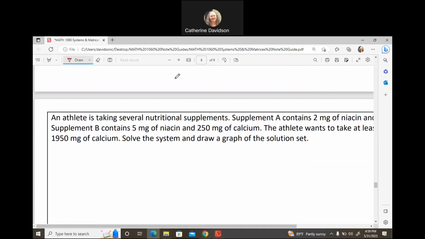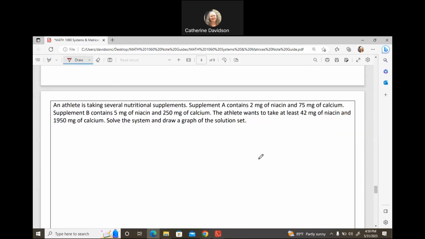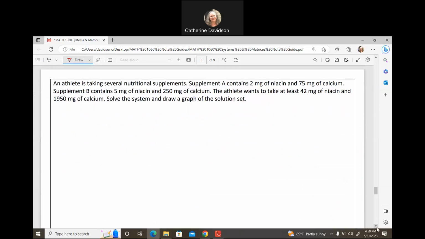Now we're going to look at a couple of word problems. An athlete is taking several supplements. Supplement A contains 2 milligrams of niacin and 75 milligrams of calcium. B contains 5 milligrams of niacin and 250 milligrams of calcium. The athlete wants to take at least 42 milligrams of niacin and 1950 milligrams of calcium. Solve the system and graph the solution set.